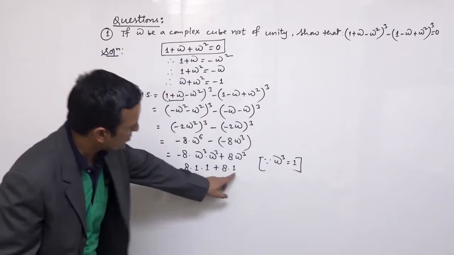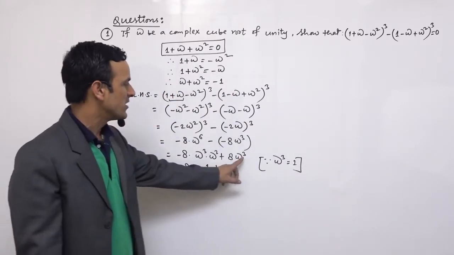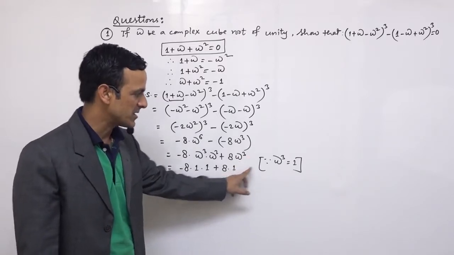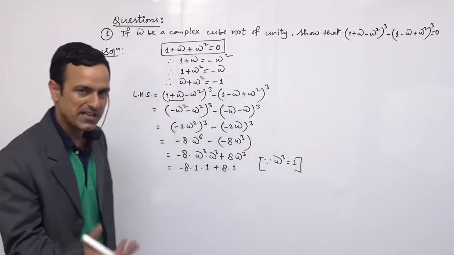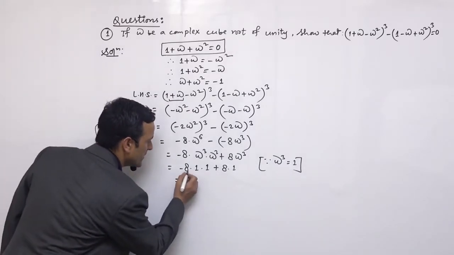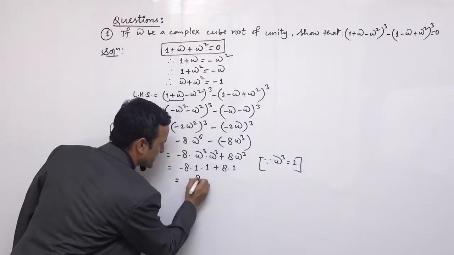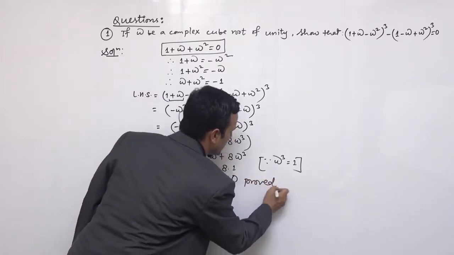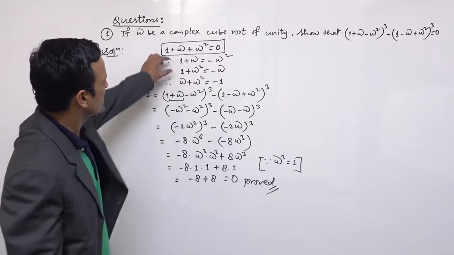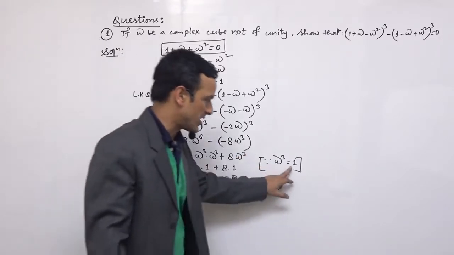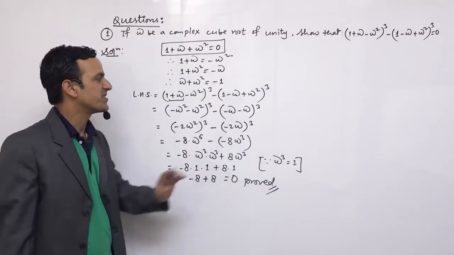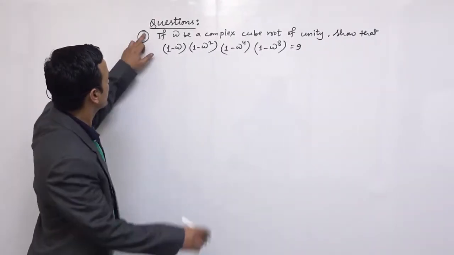So in this step we can see that omega cube means 1. Omega cube is replaced by 1 because this is the property of the complex cube root of unity. So minus 8 plus 8 means 0. Proved. So in this way, after using this formula, we can deduce the result.